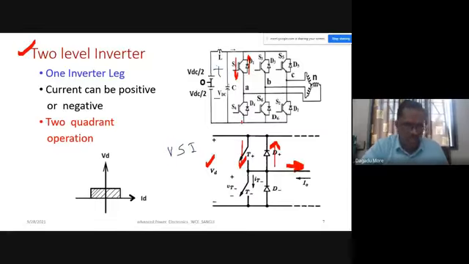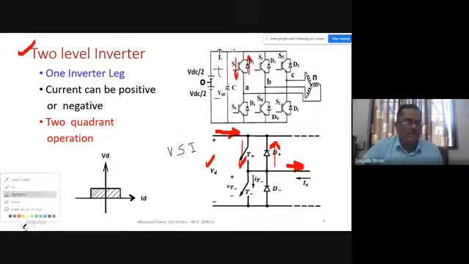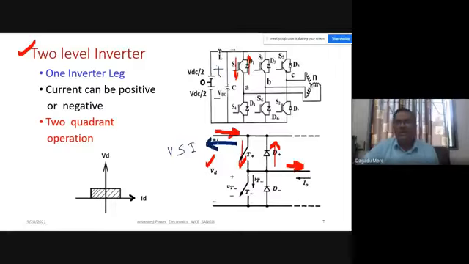It means that the individual device is unidirectional. Current in the IGBT will flow in the downward direction, and current will flow in the diode in the upward direction. Because of that, our DC link current, which you can call ID, can be in either this direction or this direction. So the DC link current can be either positive or negative.